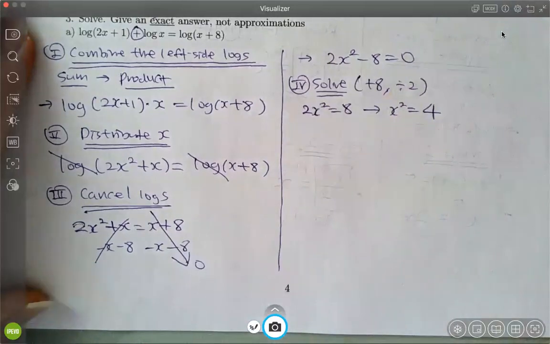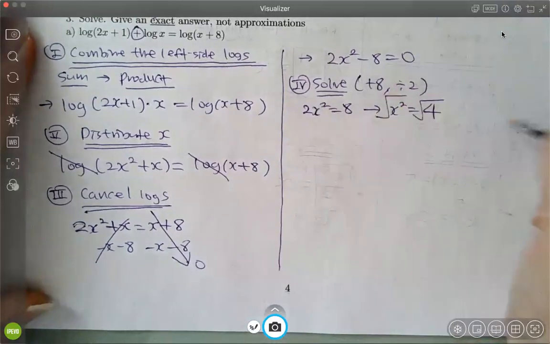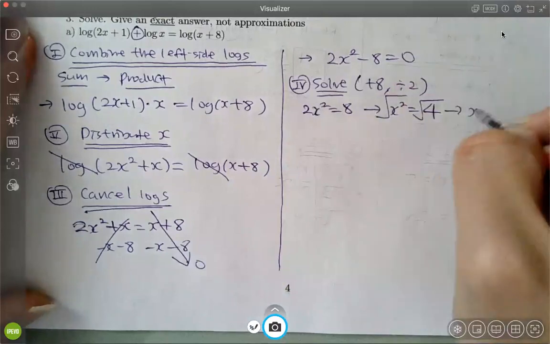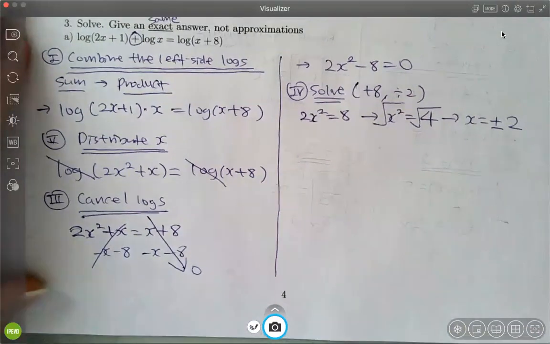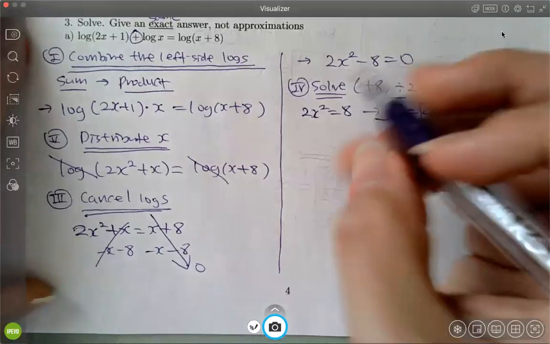And so what do you do? It's square root. So x is equal to 2, right? Plus minus. Yeah, don't forget plus minus, right? Now, are we done? No, because we got two numbers, right? So that means we must check.